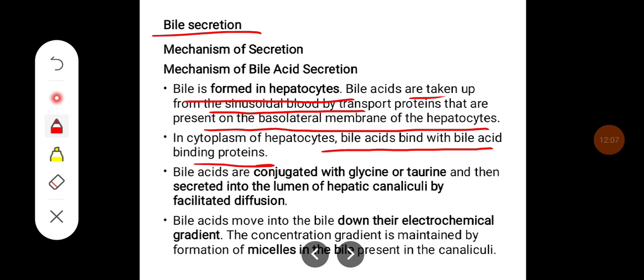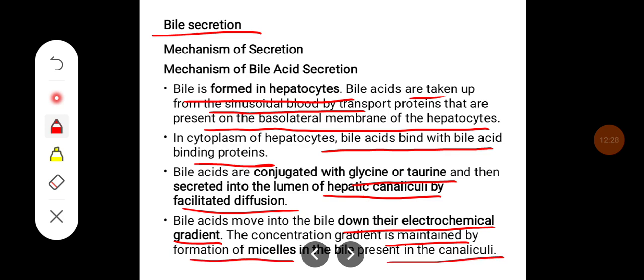Bile acids are conjugated with glycine or taurine and then secreted into the lumen of hepatic canaliculi by facilitated diffusion. Bile acids move into bile down their electrochemical gradient. The concentration gradient is maintained by formation of micelles in the bile present in the canaliculi.